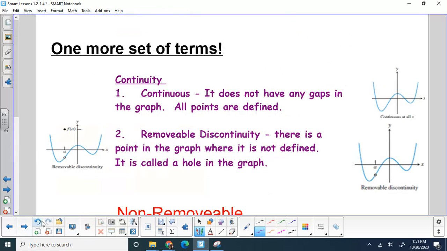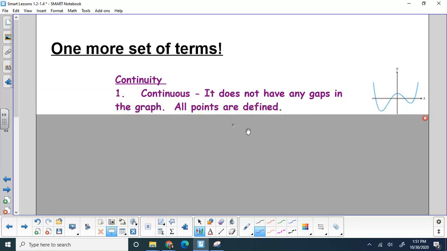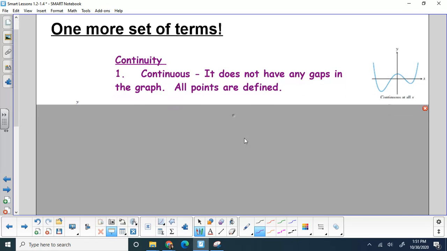All right, the last set of vocabulary for today is what we're calling continuity. Continuity is a term that students sometimes get confused with. Let's go ahead and take a look at some graphs and some different scenarios. There will be 4 scenarios we will evaluate or learn about here related to continuity.